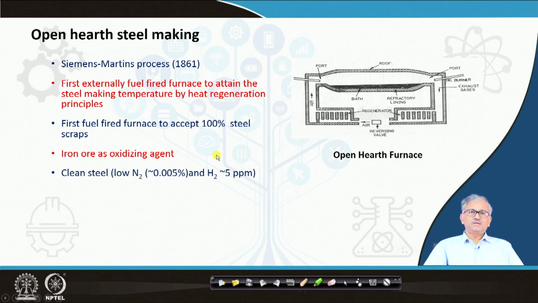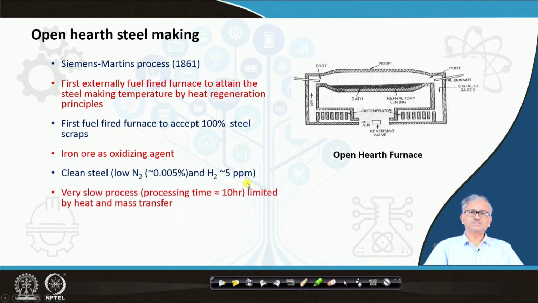But you can produce clean steel here because no nitrogen is coming, because with iron ore you are using a direct oxygen source, you are not using air. So nitrogen was very low, hydrogen was less, and it was a very slow process, around 10 hours, and then you can cook the material as you want. You can cook any kind of alloy steel. Okay, that was possible because you have a lot of time to make any kind of steel. But the major problem is the time.